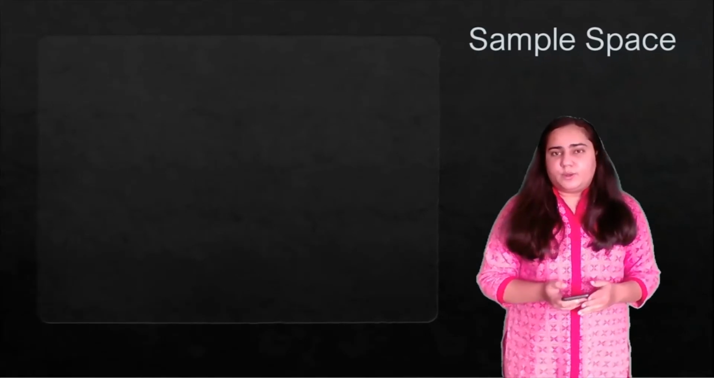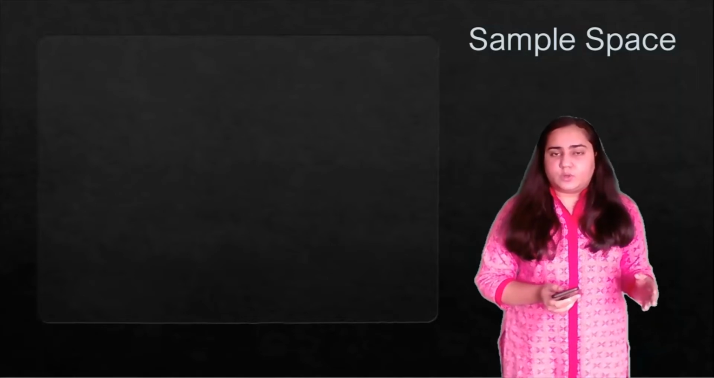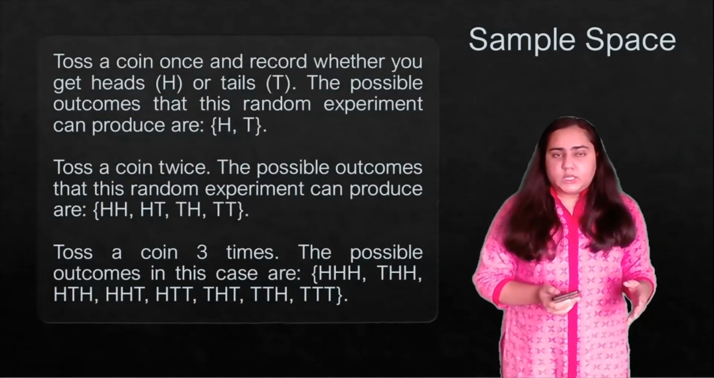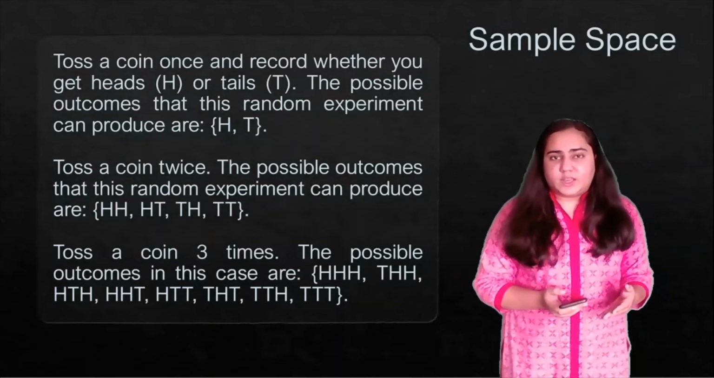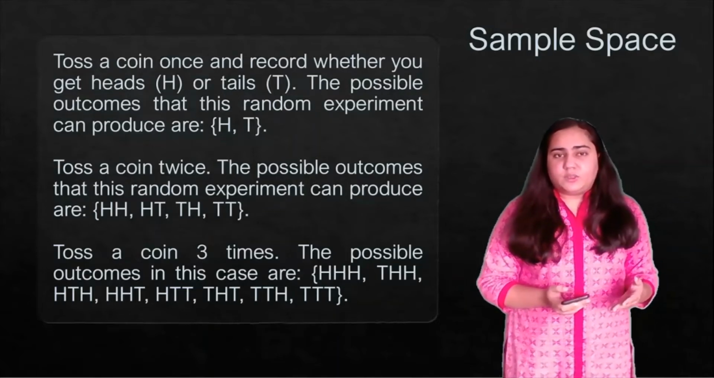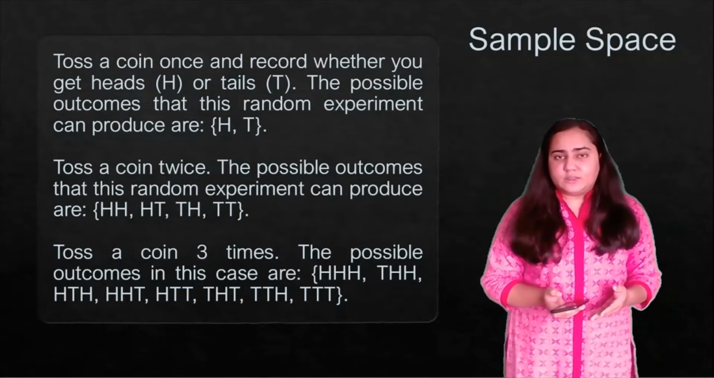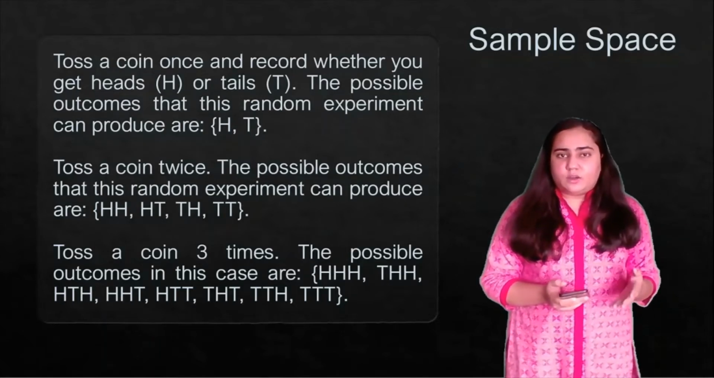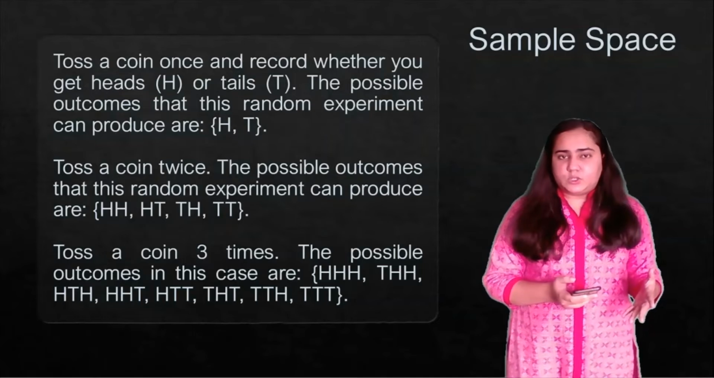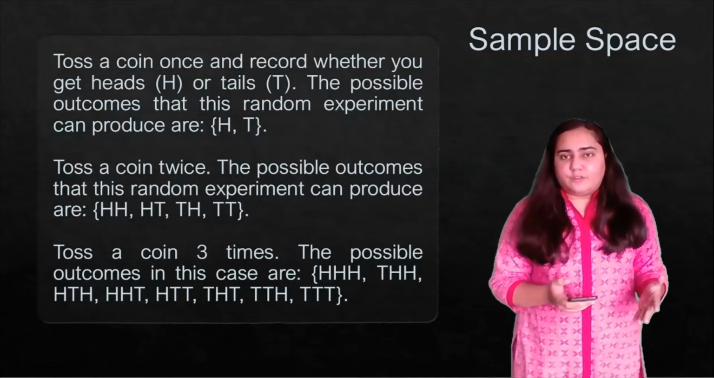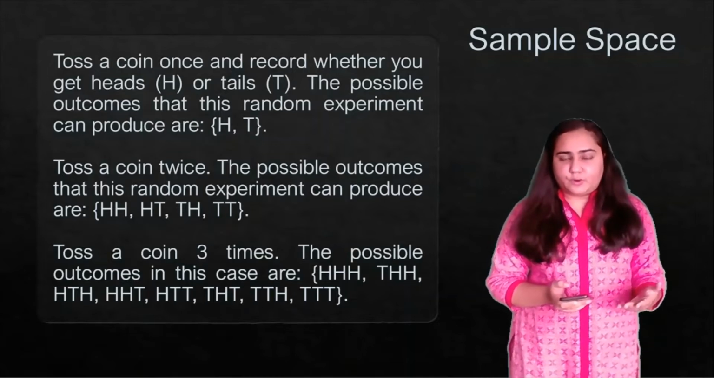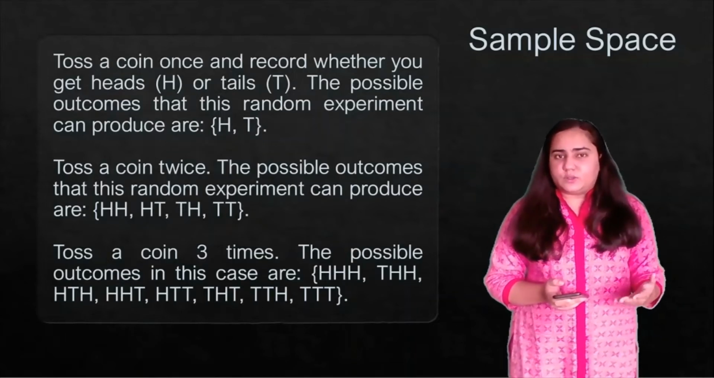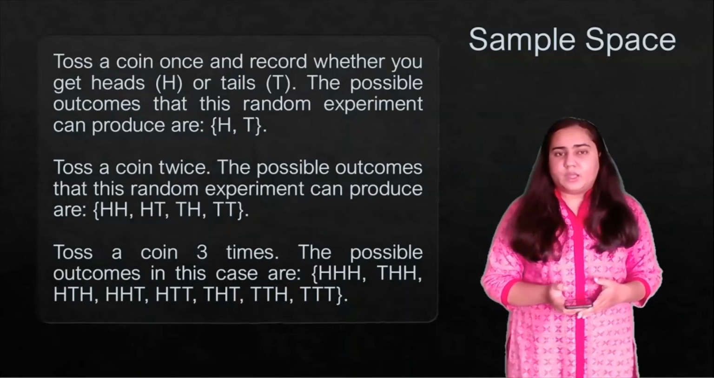Now, whenever we talk about probability, we always need to define a sample space. So what is a sample space? Let's take some examples. If you toss a coin once and record whether you got heads or tails, the possible outcomes of this experiment will be H, T. It is a set of H, T. So H, T is the sample space for tossing one coin once.